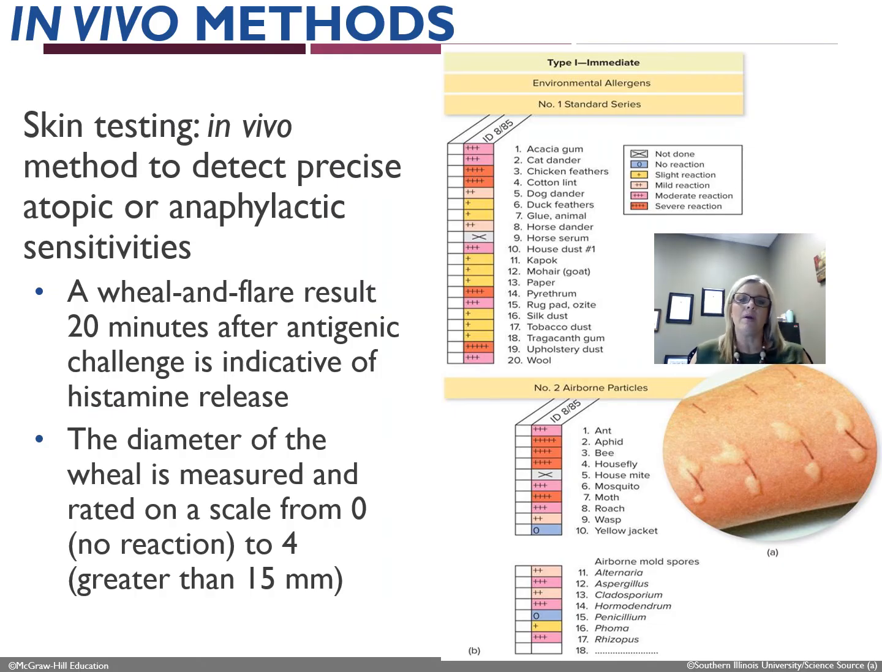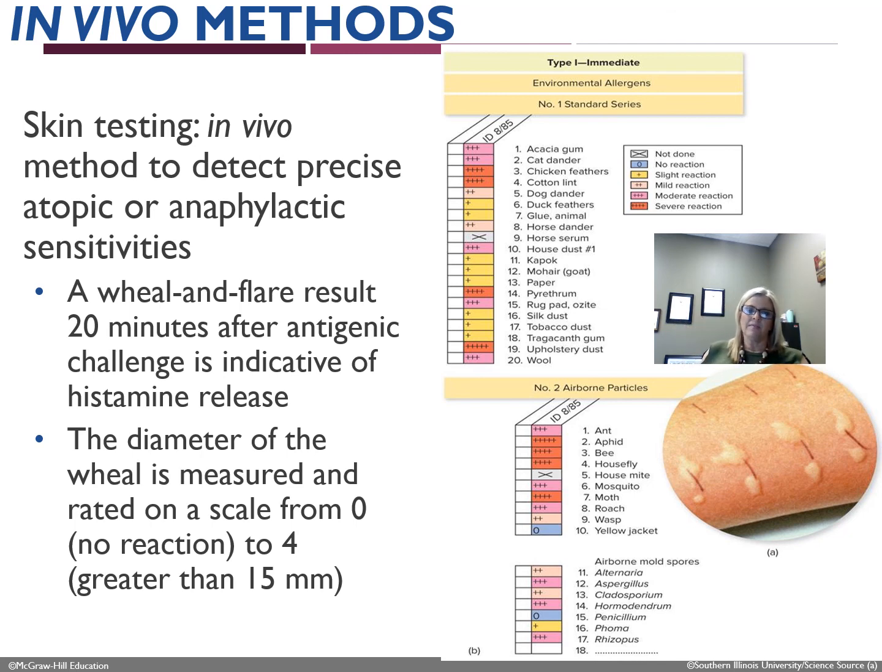We also have in vivo methods, which are done in a living organism. This is to find out exactly what you are sensitive to. If you have a reaction within 20 minutes after you insert the antigen, that means you've got histamine being released. And then they measure the diameter of that to score how allergic you are to certain substances. Now, not shown on this picture, you generally are going to have two controls, a positive control and a negative control. Your negative control will be like saline solution, and your positive control will be histamine, because you know you're going to get a response to that.